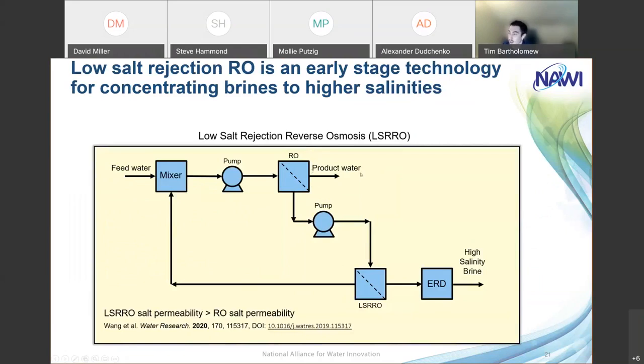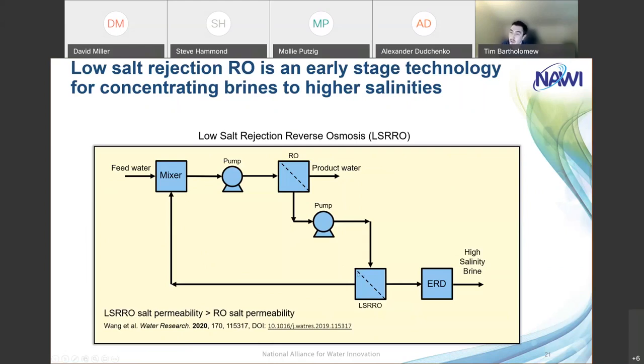It produces the product water. And this is your typical RO, maybe even seawater desal type of reverse osmosis. And the concentrated brine is then fed into this low salt rejection reverse osmosis process, which can concentrate the brine further. And the permeate is recycled back to the RO system, and then the concentrated brine is disposed of.